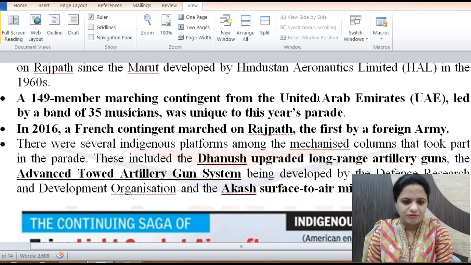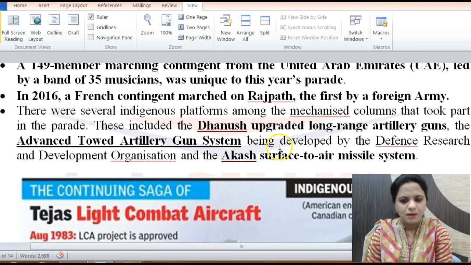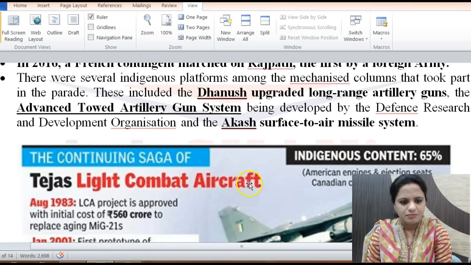It was only last year from 2016 that a foreign army also marched at the Republic Day parade. This was the French contingent in 2016 which marched on Rajpath. The other military displays were of Dhanush, the upgraded long-range artillery gun, which we have already done, which has been the improved version of Bofors artillery guns, howitzers. The ATAGS, Advanced Towed Artillery Gun System, which has been developed by DRDO, and the Akash Surface-to-Air Missile System. So these were also on display.